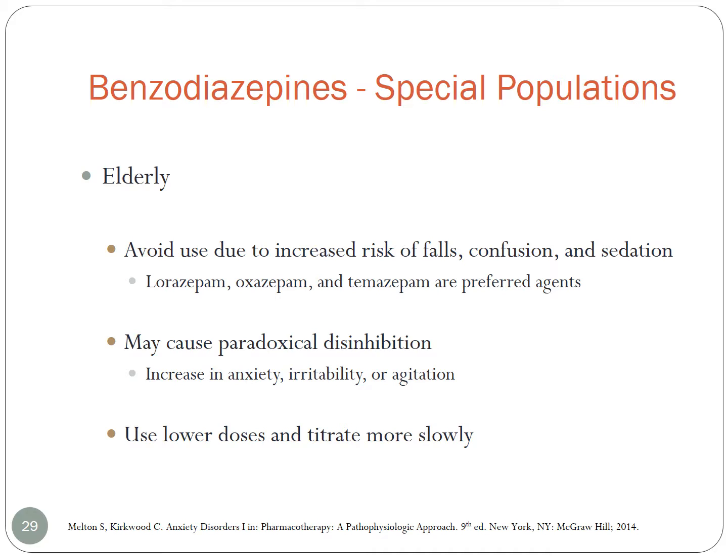Temazepam is FDA approved for treatment of sleep disorders. These medications can also cause paradoxical disinhibition in some patients, where it can actually increase their anxiety, irritability, and agitation. So we just have to be careful with using them in this patient group. And if we do use a benzodiazepine, we typically will use lower doses and titrate them much more slowly.